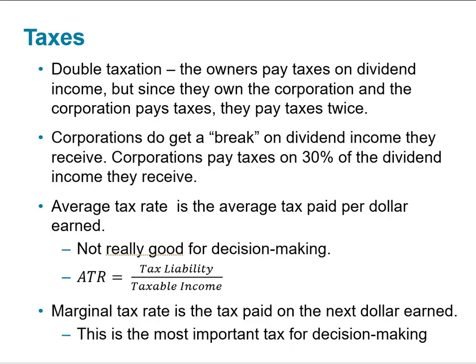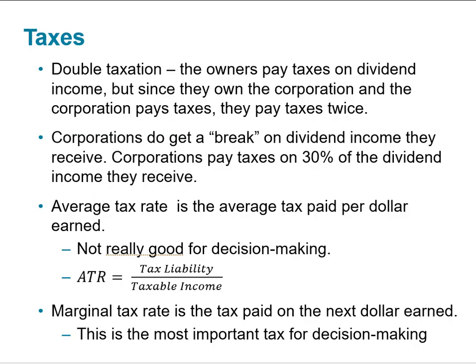So let's continue talking a little bit about taxes. We've already mentioned the idea of double taxation. We know what that means. Corporations do get a bit of a break on dividend income, though. Corporations typically pay taxes on 30% of the dividend that they receive. Now, it sounds like a good deal for them. They get to write off 70%. But remember, the dividend income is profit from another company, and that money has now been taxed twice. So in order to get away from triple taxation and have that trickle down through the corporations to the eventual owners, they get this little deal.